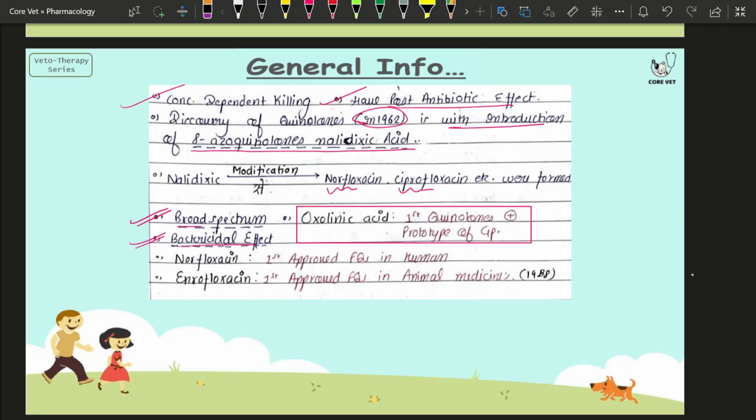If we talk about which drug was first approved for animal usage, it was the enrofloxacin, and the norfloxacin was the first approved quinolone for human usage, right? You should remember that the enrofloxacin is quite famously used in veterinary medicine, and it was the first approved fluoroquinolone in animal medicine, right?